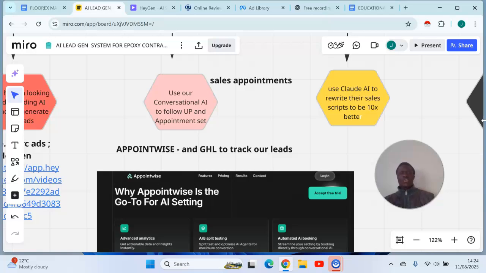Simple. So all those manual processes, all the stress and the hassle of constantly texting, trying to remember, "I was supposed to follow up on this lead. I was supposed to call this lead." No, all of that has been brought down. All those barriers have been broken. So AI is here to help you. And for the AI system, we'll be using Appointwise.